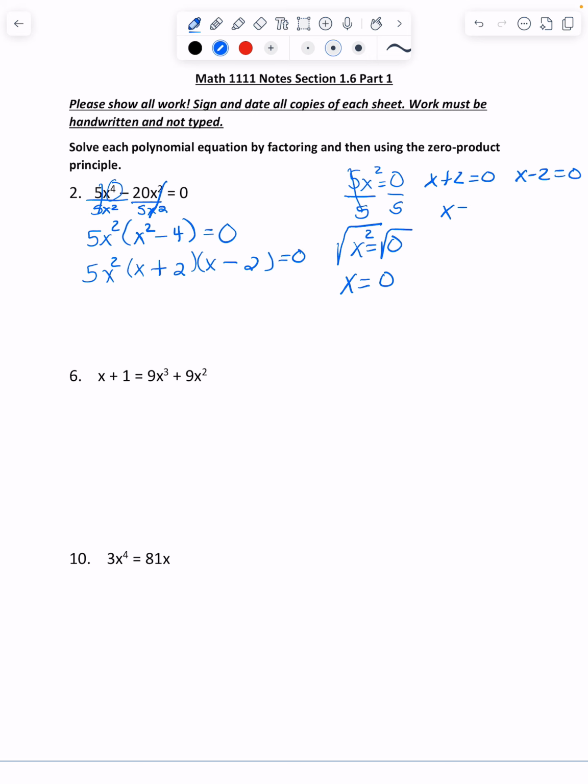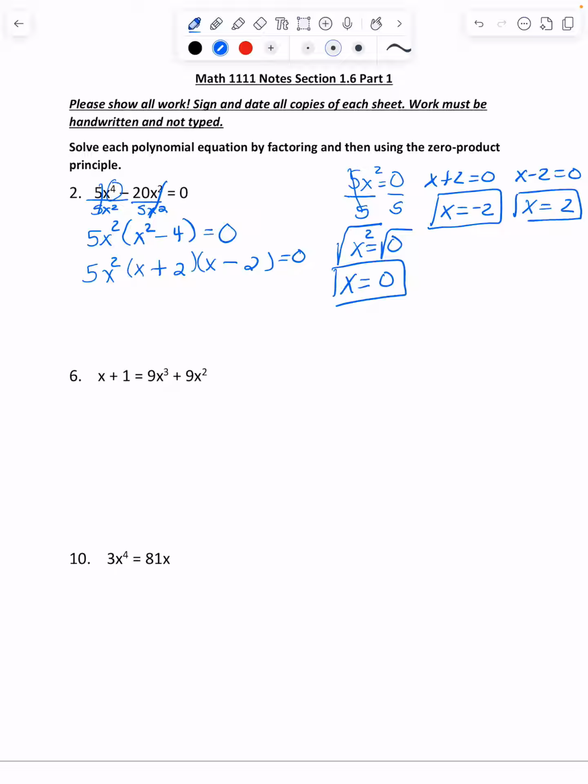Over here, I'm going to subtract 2 from both sides. I get negative 2. And here, I'm going to add 2 to both sides. So my answers are negative 2, positive 2, and 0, with 0 being a repeated solution. You want to make sure that you check all of your answers, and if we plug these back in, we'll see that we do get a true statement.